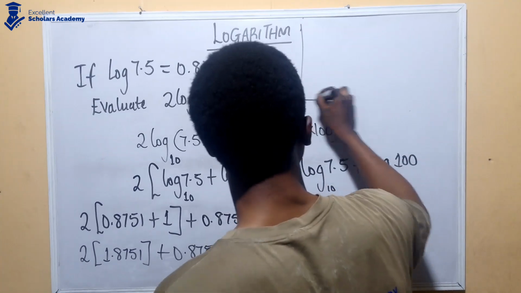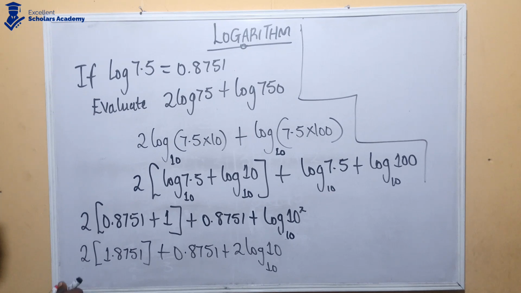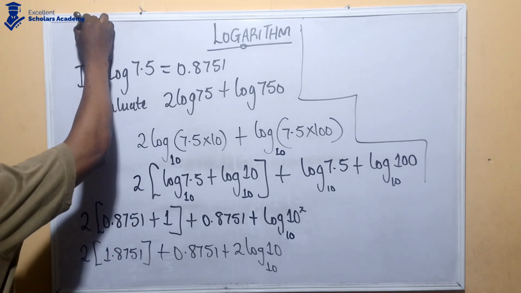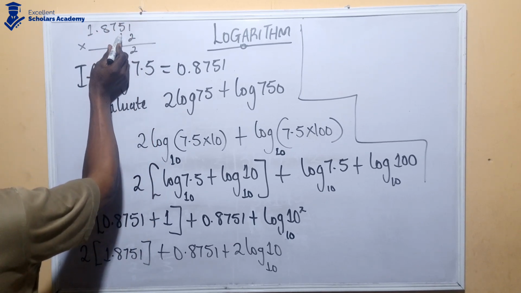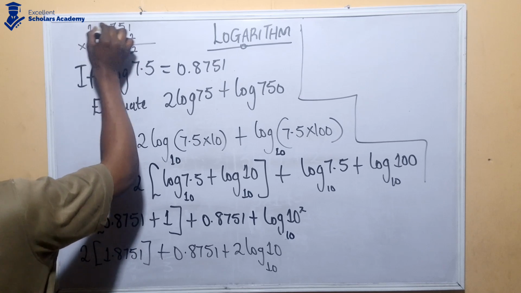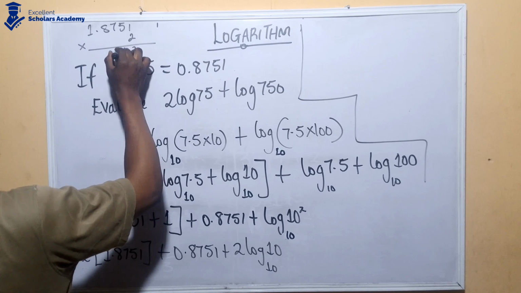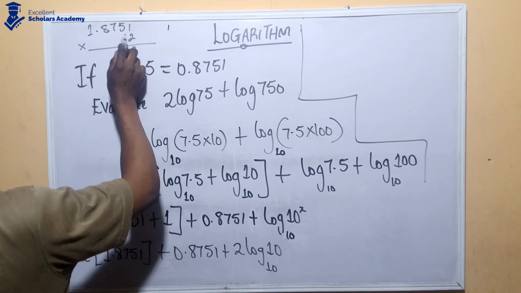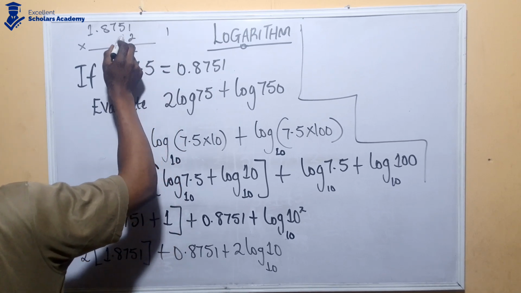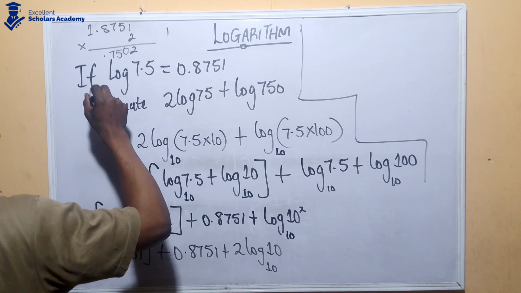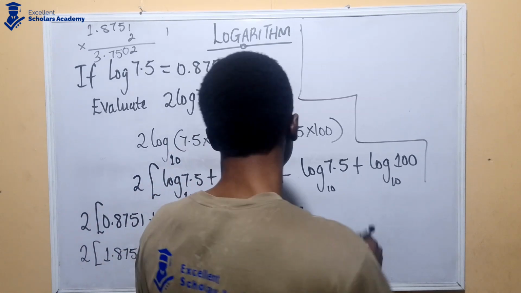So let's continue from here. We have this to be 2 times 1.8751. 1.8751 multiplied by 2. 2 times 5 gives us 10, so we write 0 and carry 1. 2 multiplied by 7 gives us 14, plus 1 gives us 15, so we write 5 and carry 1. Now 2 multiplied by 8 gives us 16, plus 1 gives us 17, so we write 7 and carry 1. Now 2 times 1 gives us 2, so 2 plus 1 gives us 3. So that's 3.7502.